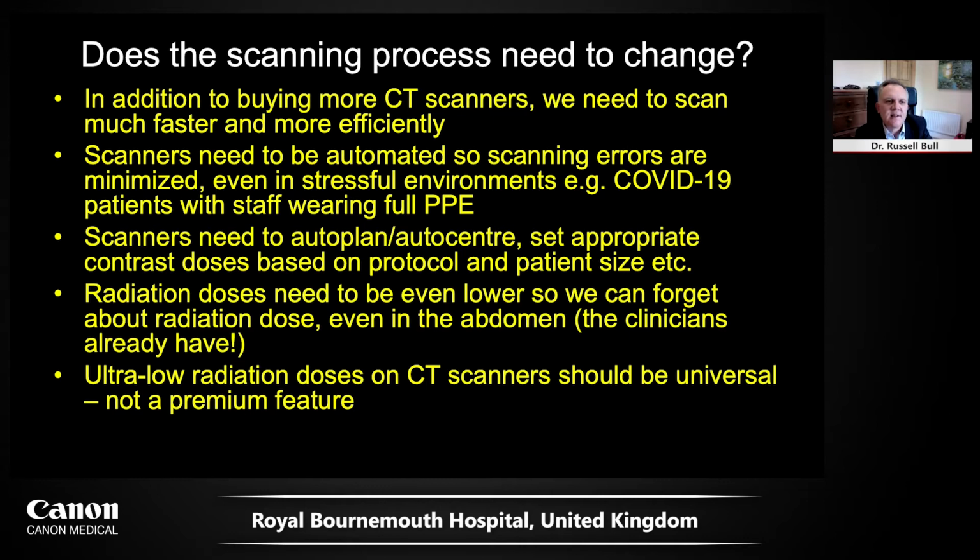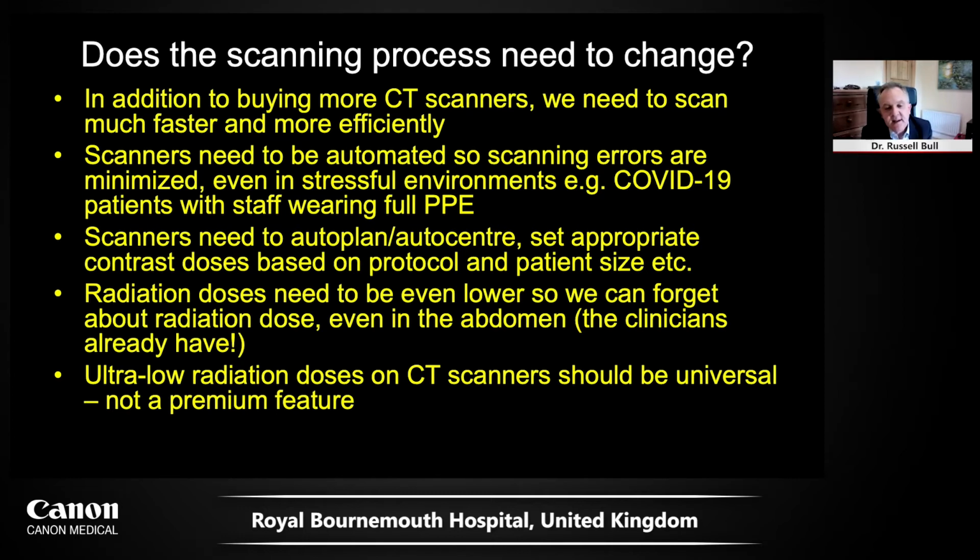So does the scanning process need to change? Well, in addition to buying more CT scanners, which we clearly need to do, I think we need to scan much faster and much more efficiently. And the scanners need to be automated. They need to help us so that scanning errors are minimized. When you're wearing a whole bunch of PPE, you need the scanner to take over the heavy lifting. You need it to position the patient, put them in the middle, set the contrast dose, set the pump, set everything. And they also need to do it according to the protocol. So you can't set the wrong protocol.